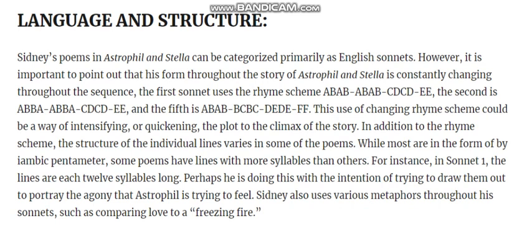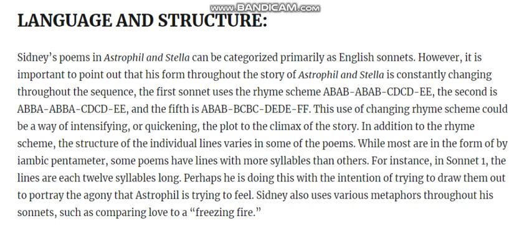However, it is important to point out that the form throughout Astrophil and Stella is constantly changing. The first sonnet uses the rhyme ABAB CDCD EE, the second ABBA ABBA CDCD EE, and the fifth is ABAB BCBC DEDE FF. This changing rhyme scheme could be a way of intensifying or quickening the plot to the climax of the story. In addition to the rhyme scheme, the individual line structure varies in some of the poems.